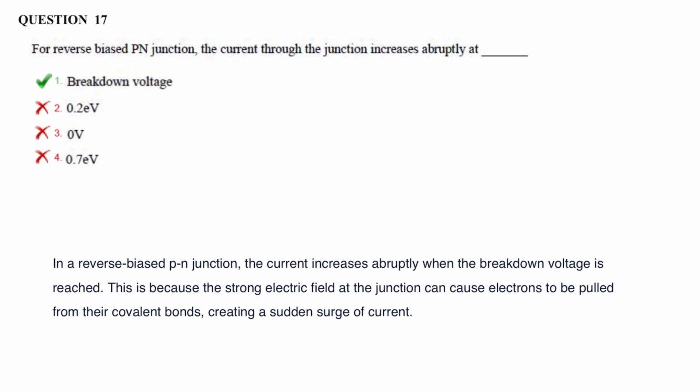Question number 17. For a reverse biased PN junction, the current through the junction increases abruptly at. So obviously the answer is at breakdown voltage. In the reverse biased PN junction, the current increases abruptly. This is because the strong electric field at the junction can cause electrons to be pulled from their covalent bonds, creating a sudden surge in current. Correct answer is option 1. In a reverse biased PN junction, the current through the junction increases suddenly at breakdown voltage.